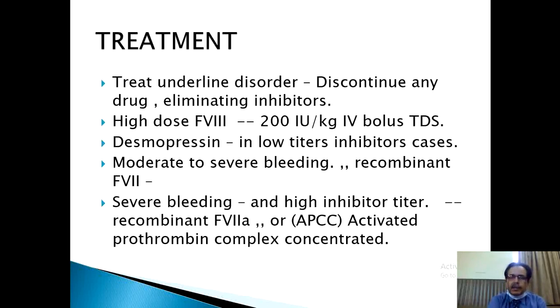In case of severe bleeding and high inhibitor titer, you have to make use of recombinant factor 7A or APCC, which is activated prothrombin complex concentrate. So remember APCC and factor 7A in those patients of acquired hemophilias who present to you with severe bleeding.